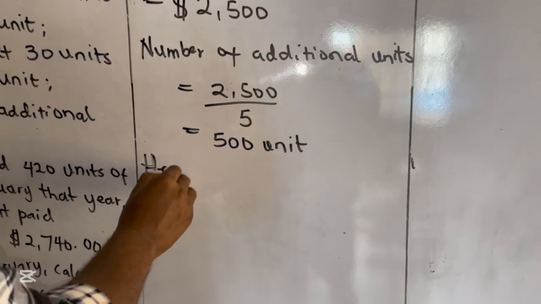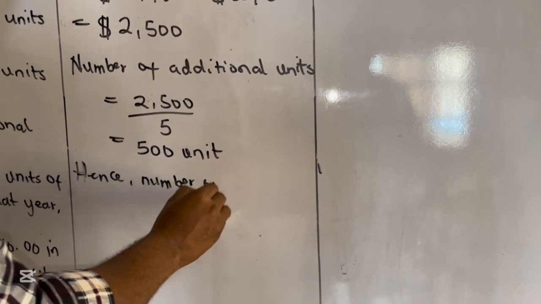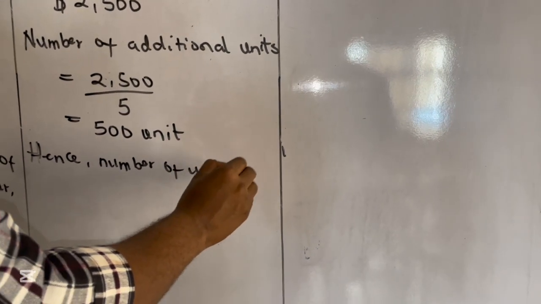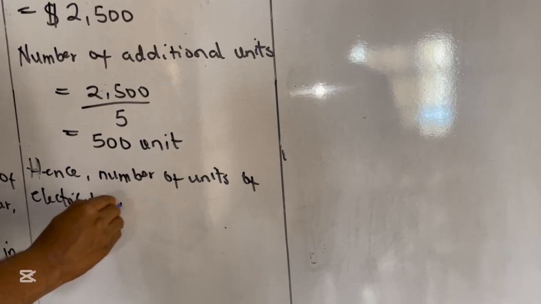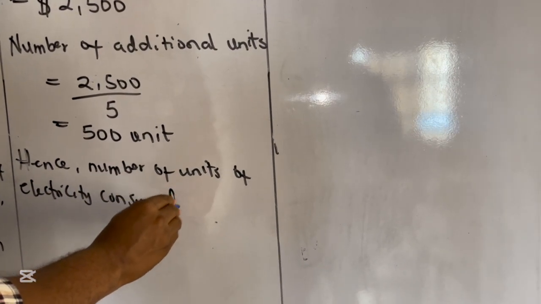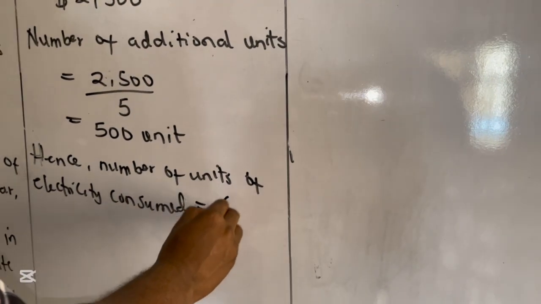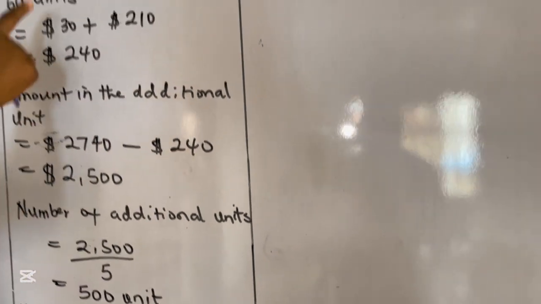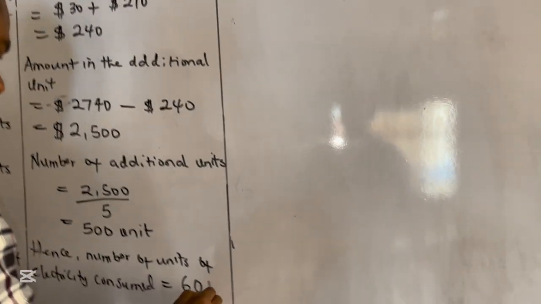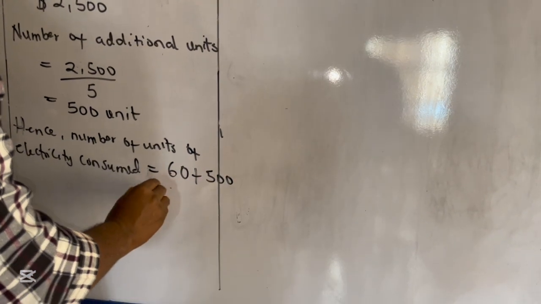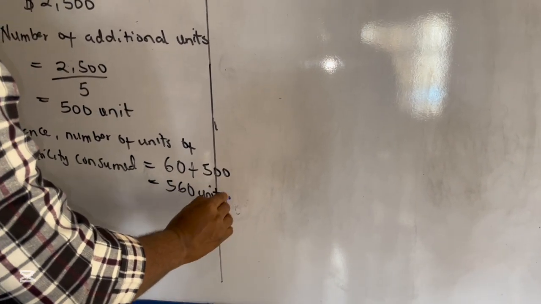Hence, the number of units of the electricity consumed will give us 60. That was consumed, 30 plus the first 30, the second one 30, plus 500 units. That will give us 560 units.